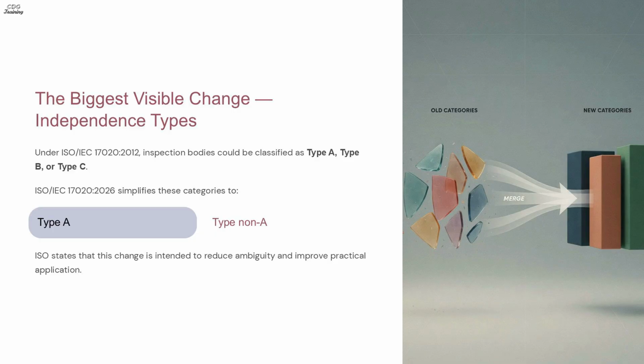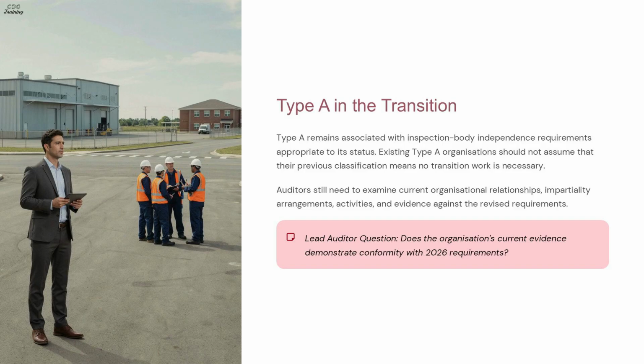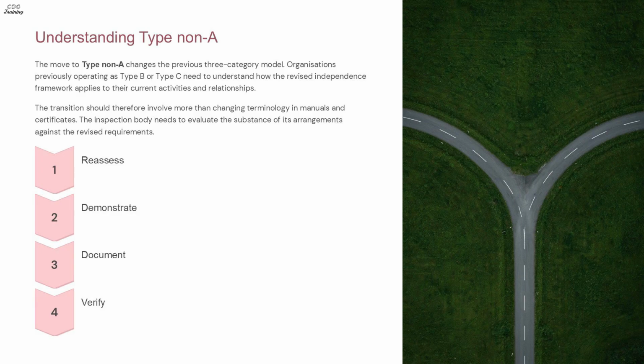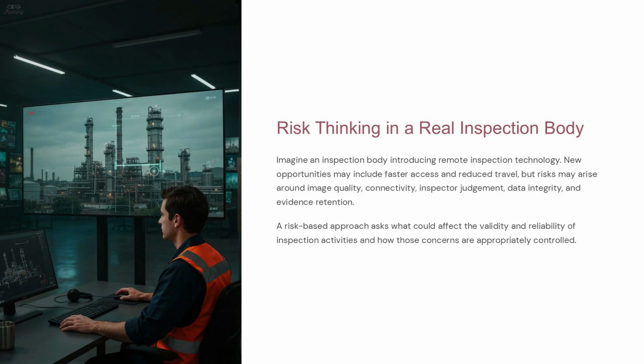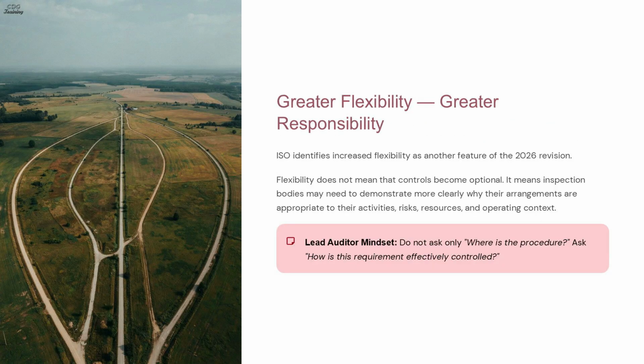The biggest change is the simplification of independence types to reduce ambiguity. Type A organizations must reassess their compliance with the 2026 requirements. Understanding Type Non-A involves reassessing and verifying current practices against new requirements. Risk-based thinking is now more visible, influencing inspection body decisions and arrangements. Imagine how risk-based thinking affects real inspection bodies, especially with new technologies. Greater flexibility in the 2026 revision means greater responsibility for inspection bodies.